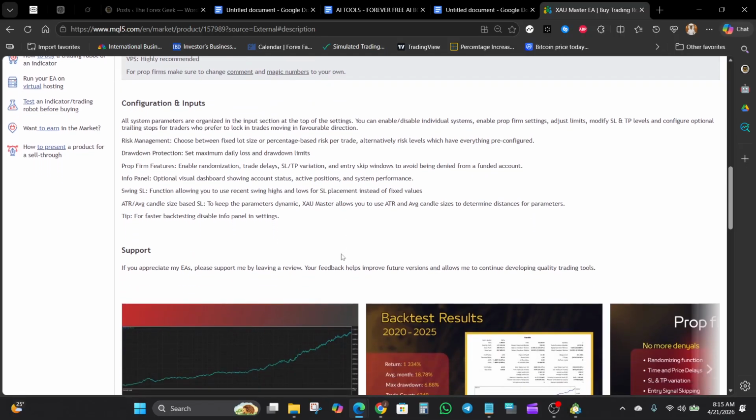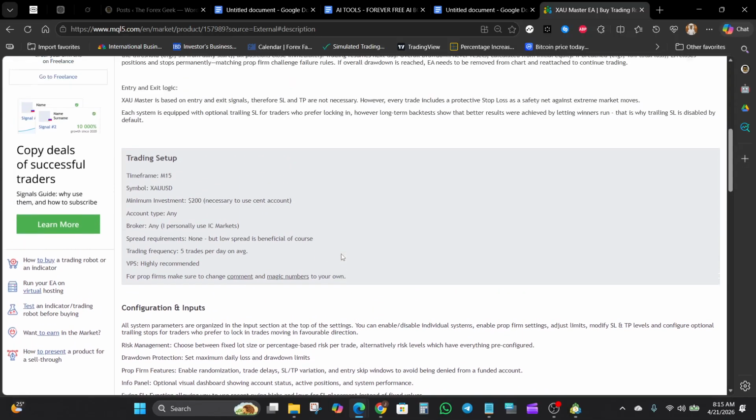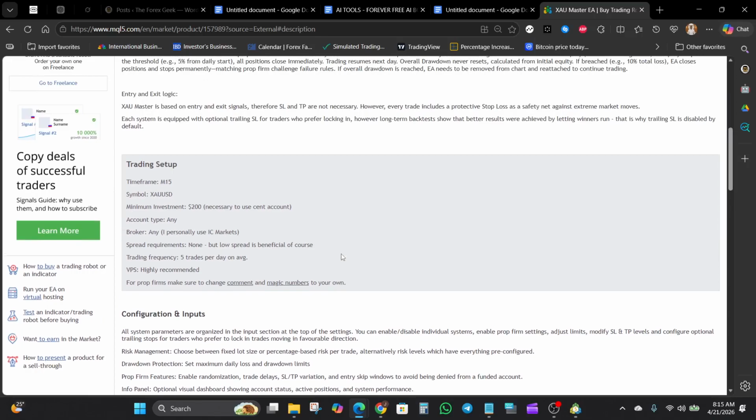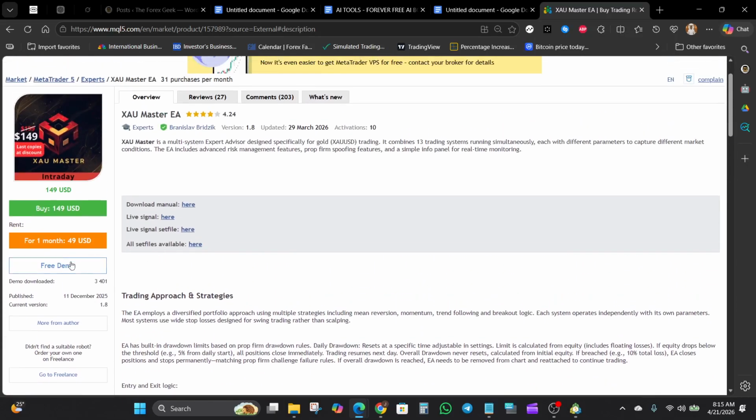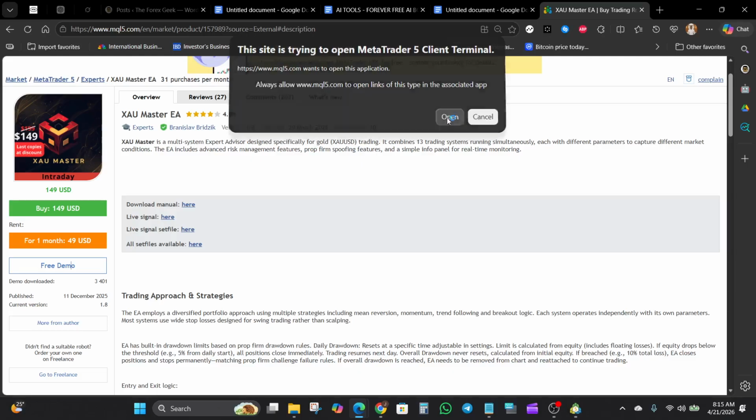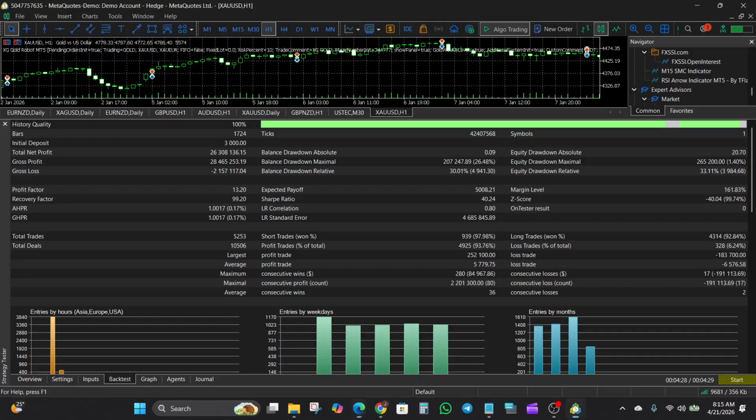So from the description, we have an understanding of how this EA is structured, but the real insight comes from seeing how these multiple systems actually behave together in real time. So let's just jump into the strategy tester and break it down.